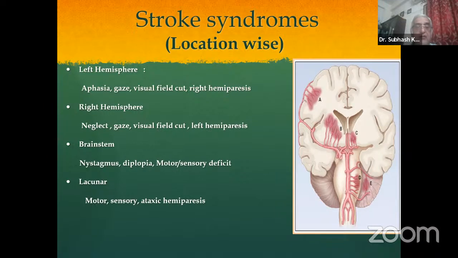Now, these are hemispheric strokes, but sometimes you can have a lacunar stroke, which is just a small penetrating artery causing a very small infarct. Those people do not have any aphasia or gaze disturbances or visual field cuts. They have a pure motor, pure sensory, or a pure ataxic hemiparesis. So you can, without even looking at the CT scan or an MRI scan, make a good clinical localization of the stroke.